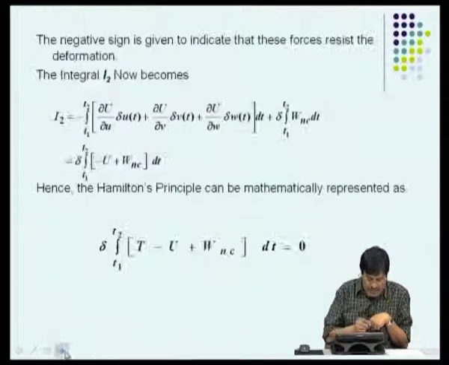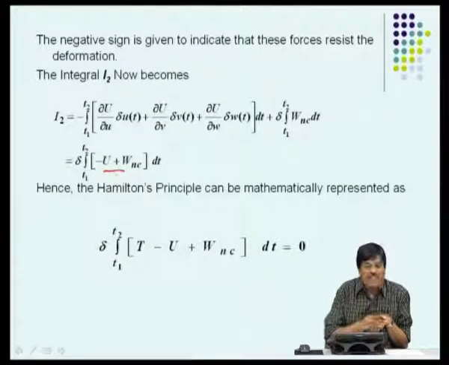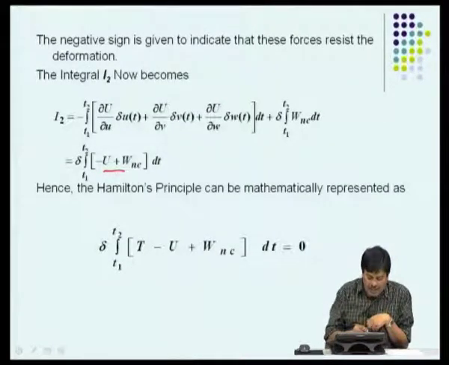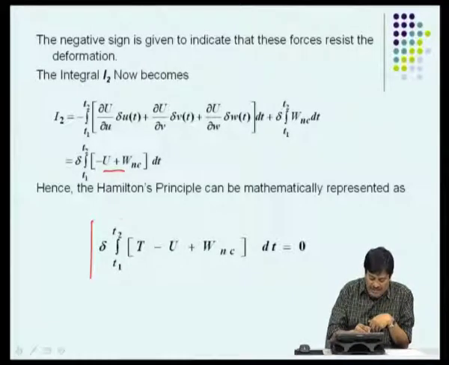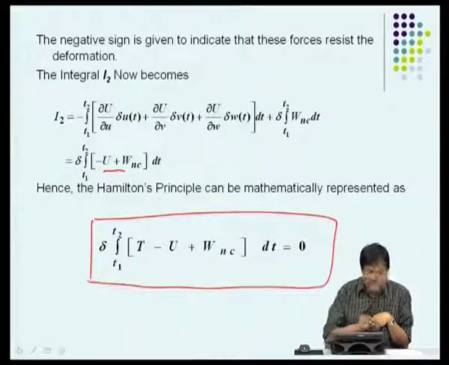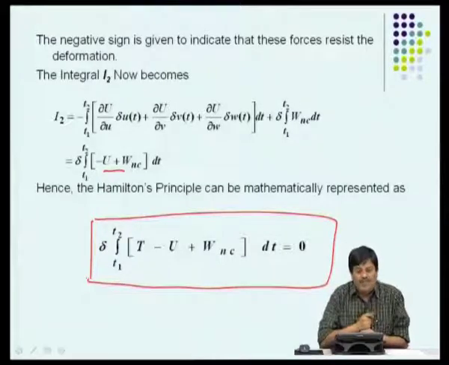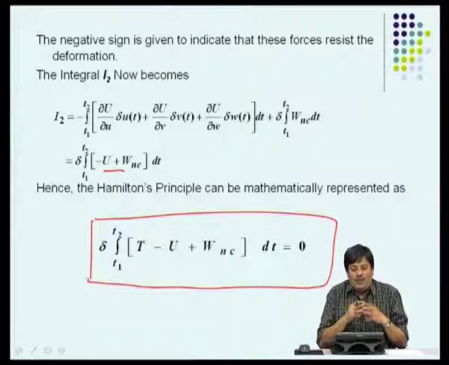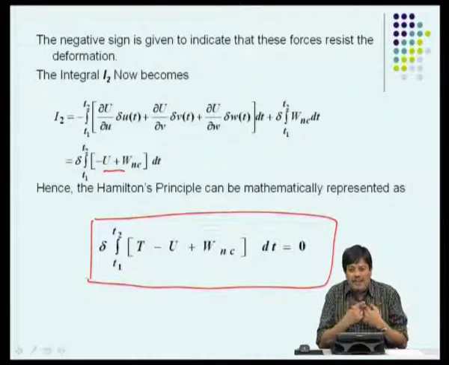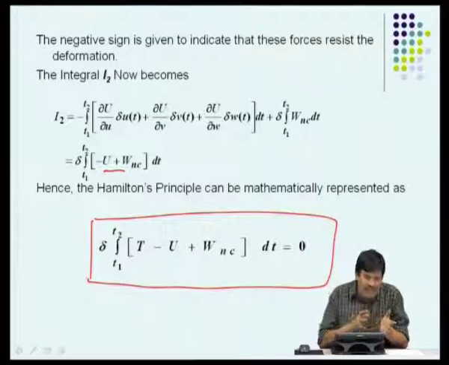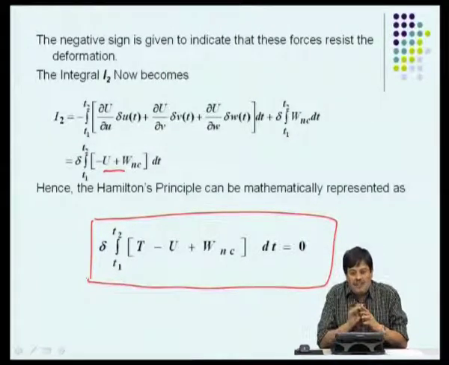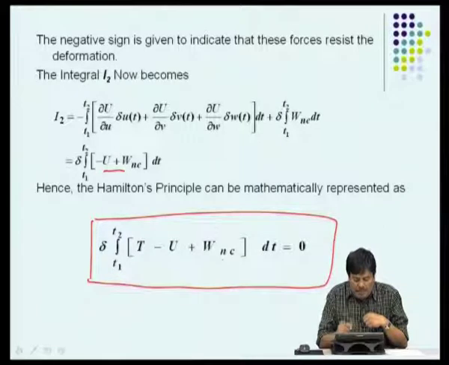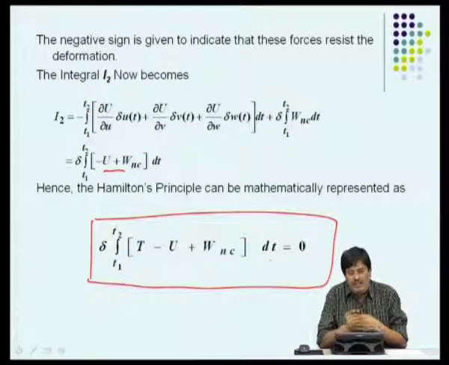So, if we do this, we get the second integral becomes this, and the overall Hamilton's principle is given by this. So, this is the principle which we need to use for the cases where we are using the dynamic equilibrium. So, it is essentially a principle of minimum potential energy type principle under the dynamic conditions. So, when the T is 0 and W is 0, this basically becomes the theorem of minimum potential energy.